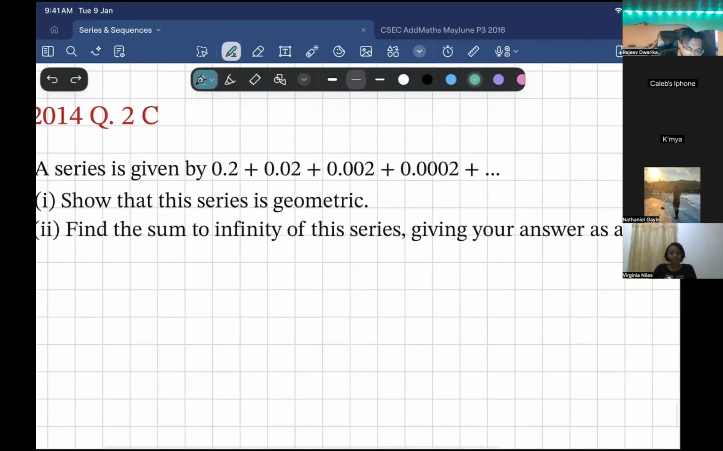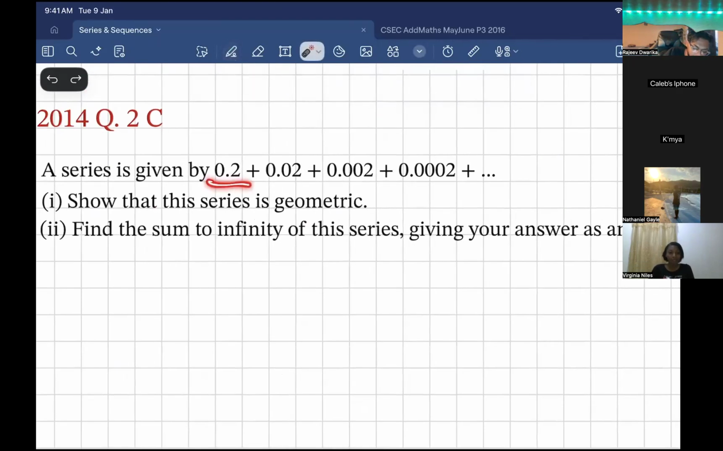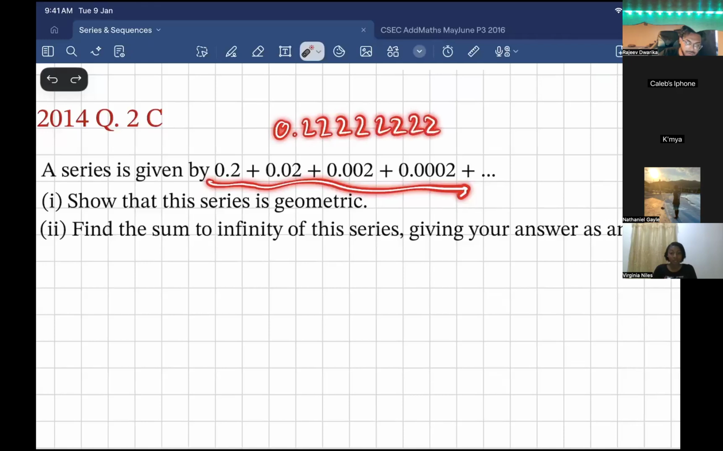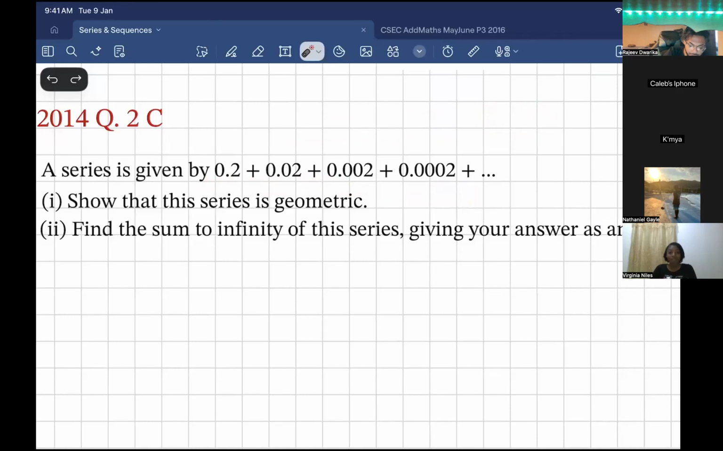Virginia, do you understand that if you were to write this as a normal decimal, that would be 0.22222? I understand that now. I didn't really see it like that before. You see, 0.2 here, then 0.02, that would be 0.22, and this could be 0.222. Cool. I understand now.